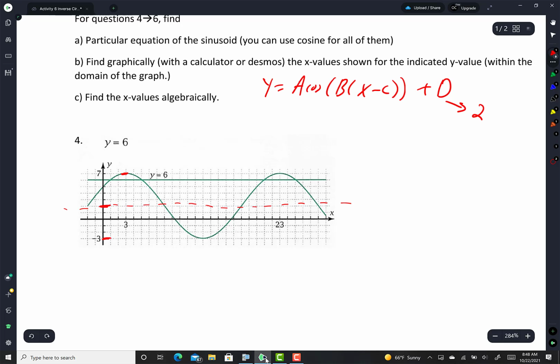So the amplitude, the distance from 2 to 7, that should be 5. That should also be the distance from -3 to 2. Yep, that is. Let's see, the C is your peak. So you have a peak at 3, so the C is 3.